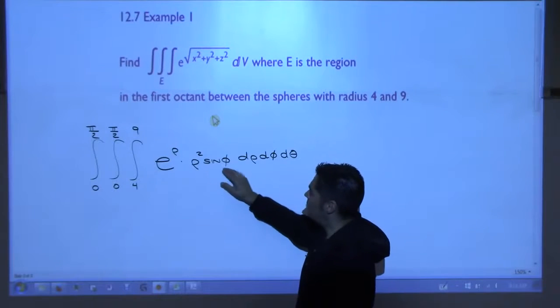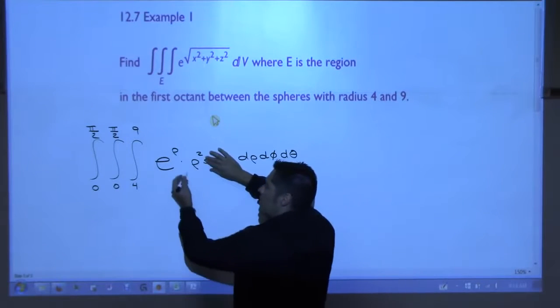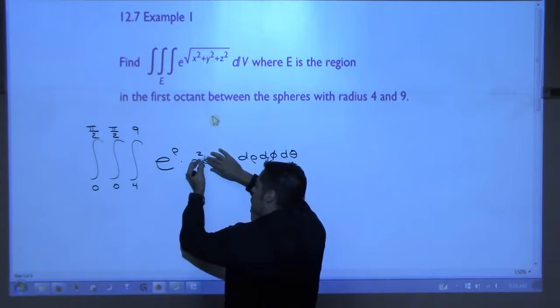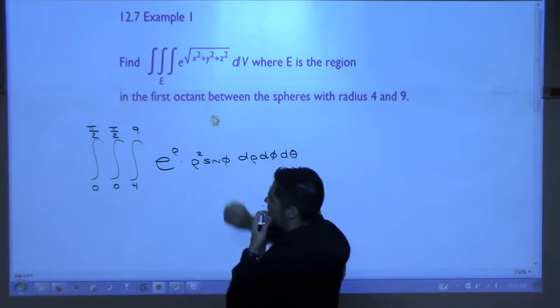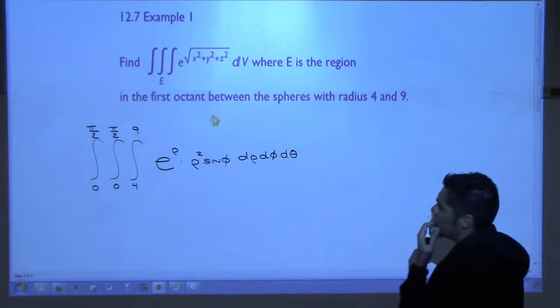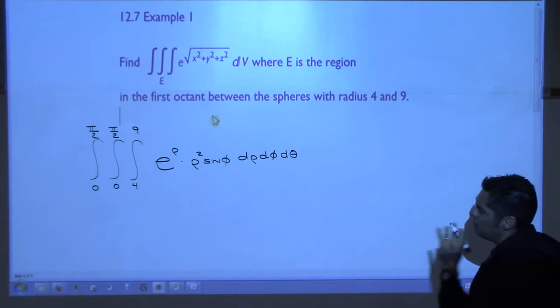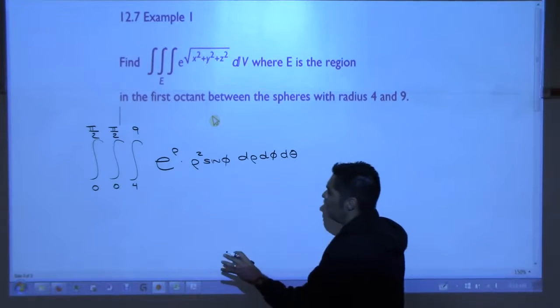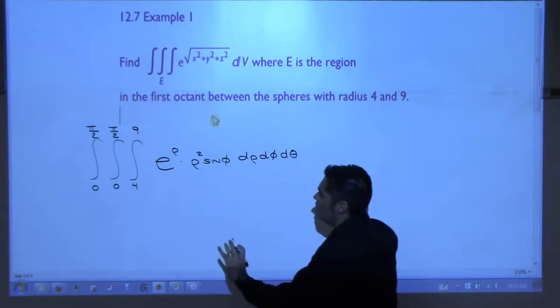So remember, sine phi is going to be a constant here. I need to integrate e to the rho times rho squared. And to do that, I'm going to use integration by parts. So I think at this point I'll leave this to you to take the rest of the way, because we've done triple integrals already.